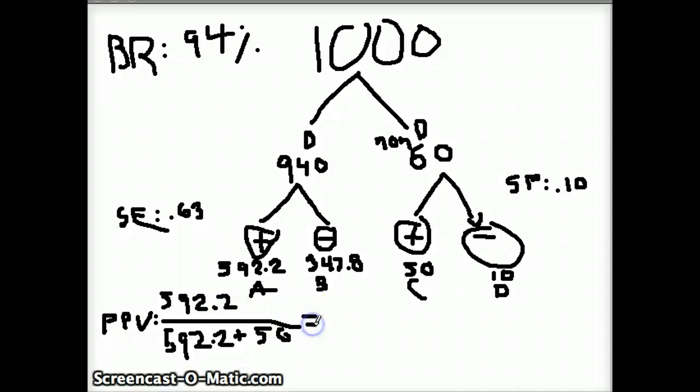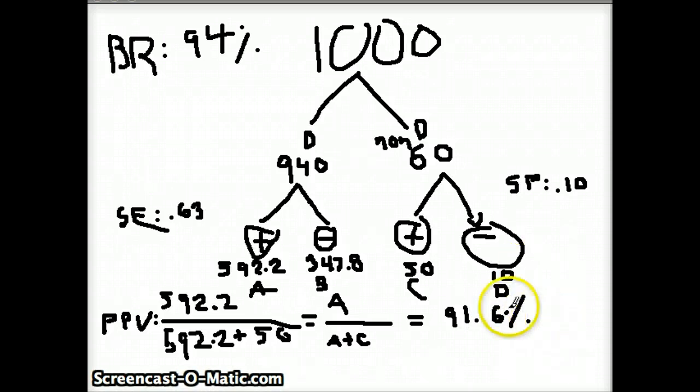And so if you do the calculation, and remember that you can do this by a formula if you want to, A over A plus C. Then when you grind through the calculation, what you get is 91.6%. So if you test positive, there is a 91%, 92% chance that you have the disease.